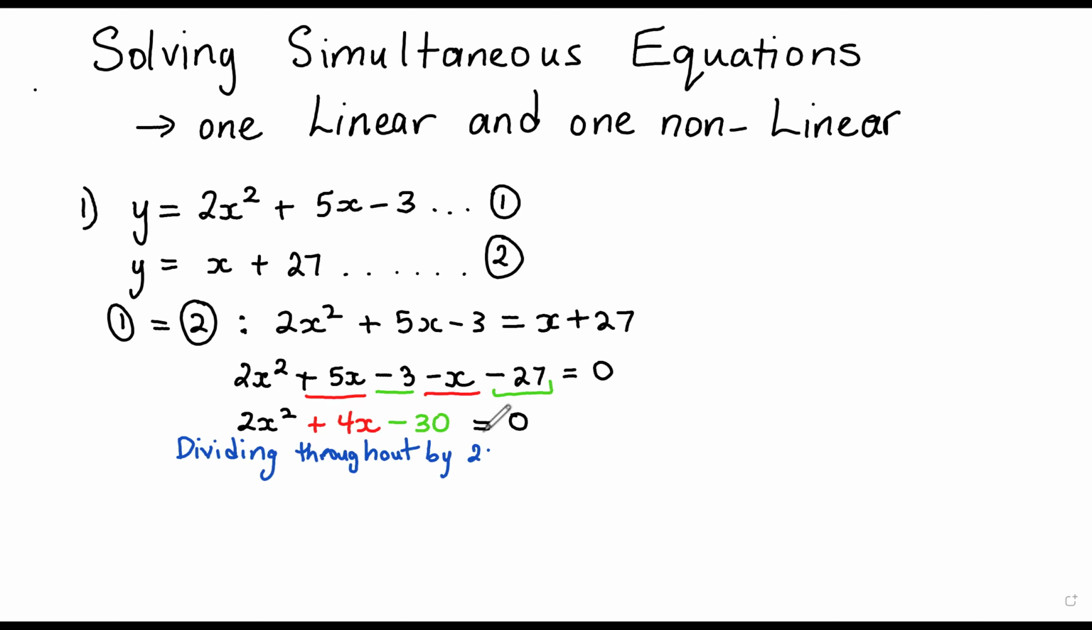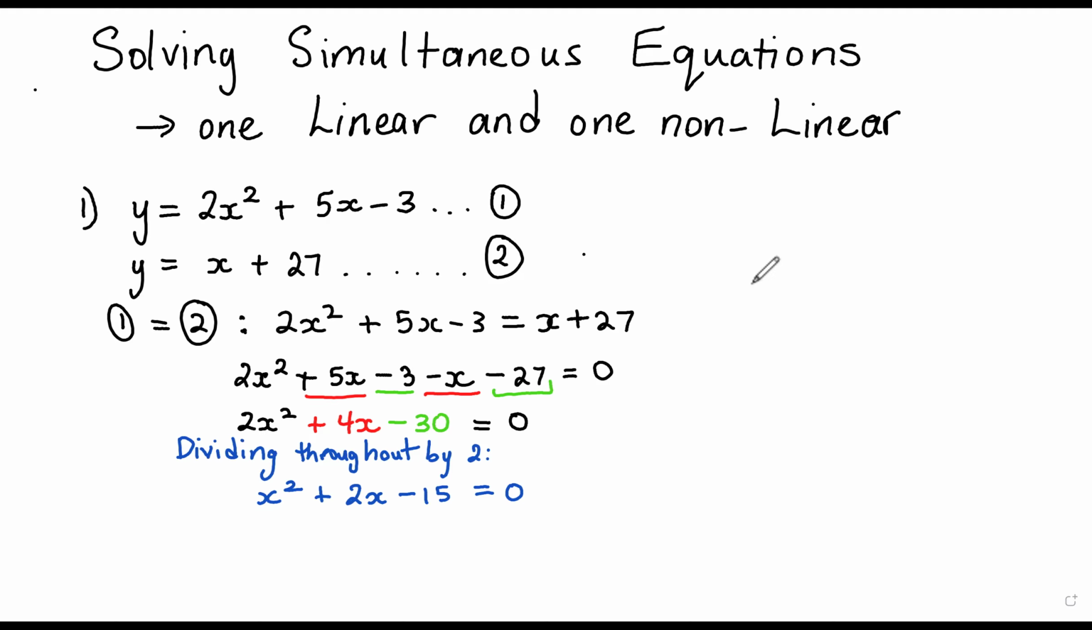Dividing throughout by 2, since that's the highest common factor, 2 can go into each of these terms. That would give me, well, 2x squared divided by 2 is just x squared. 4x divided by 2 is 2x, and 30 divided by 2 is 15. And of course, 0 divided by 2 is 0. So now I have x squared plus 2x minus 15 is equal to 0. And guys, at this point, you can solve this quadratic by using any one of the methods that you know. That is completing the square, factorizing, or using the quadratic formula.